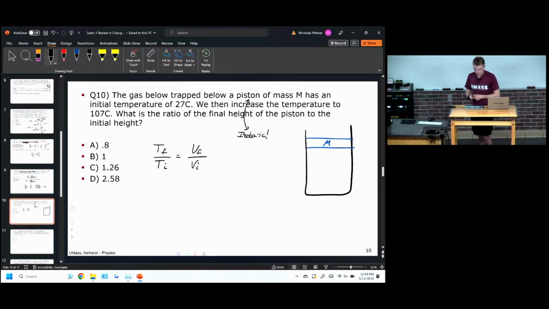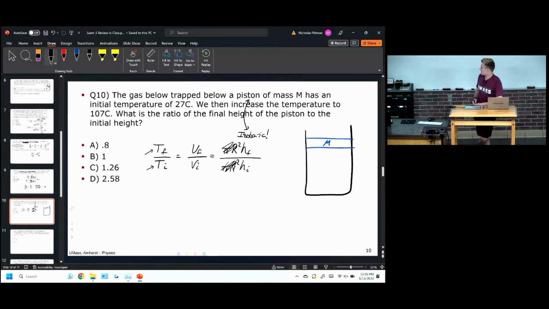Okay, I know T final and T initial, and I'm asked about the ratio of the final height of the piston to the initial height. The volume of a cylindrical piston, I suppose I didn't write it was a cylinder, but it could be anything, is pi r squared times the final height, or the initial height. The radius of the piston doesn't change, so the pi r squareds cancel out. So I get that height final over height initial is whatever T final divided by T initial was.